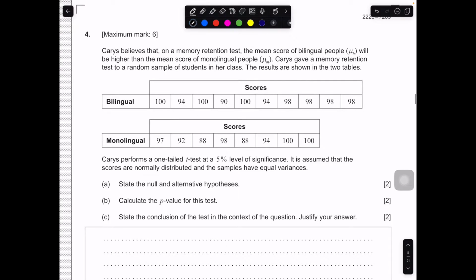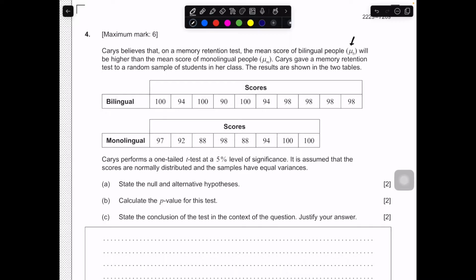All right, let's go to question 4. Carries believes that on a memory retention test, the mean score of bilingual people, mu of b, will be higher than the mean score of monolingual people. Carries gave a memory retention test to a random sample of students in our class. The results are shown in the two tables.